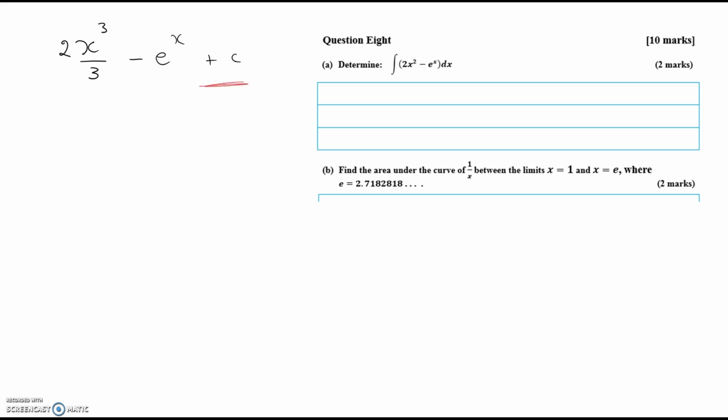Now this bit, you lose half a mark if you leave it out. So make sure that you put that in. Otherwise, it's a mark for that and a mark for that.